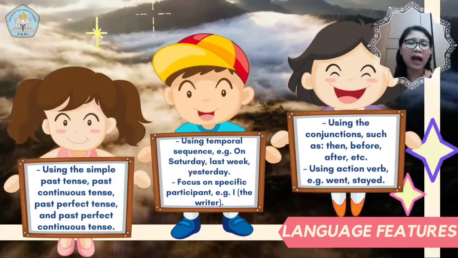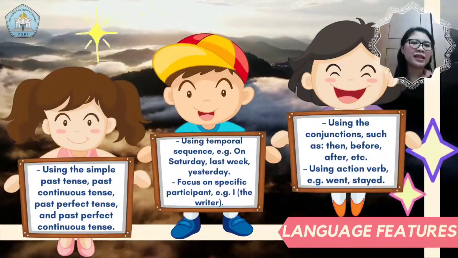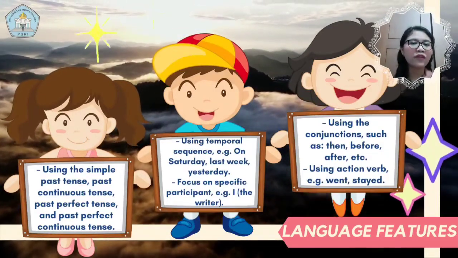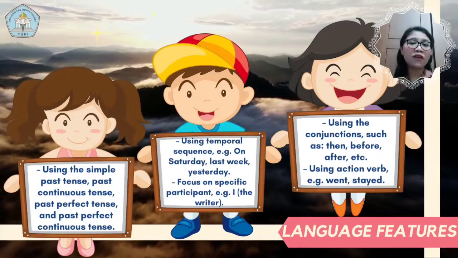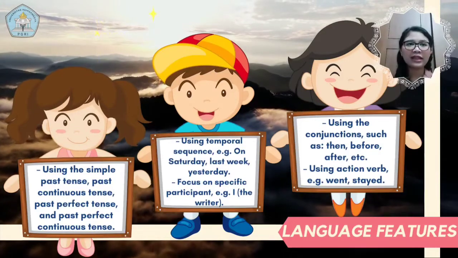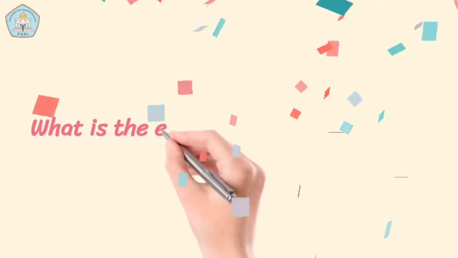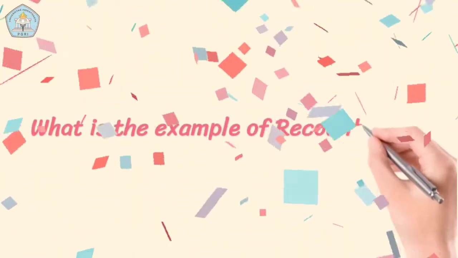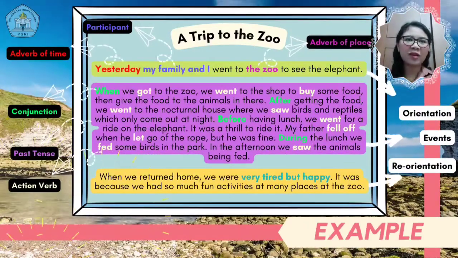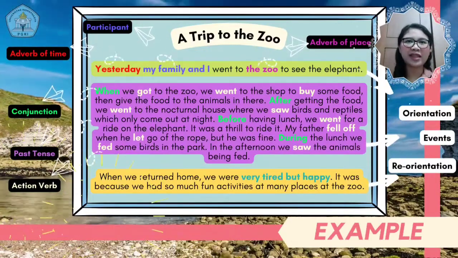For example, I, my friends, my family, my class, and so on. Besides that, recount text uses conjunctions such as then, before, after, and so on. And of course, it also uses action verbs in the past form like went, stayed, saw, and so on. In the end, I will present an example of a recount text and then analyze it. So please pay close attention to this slide.